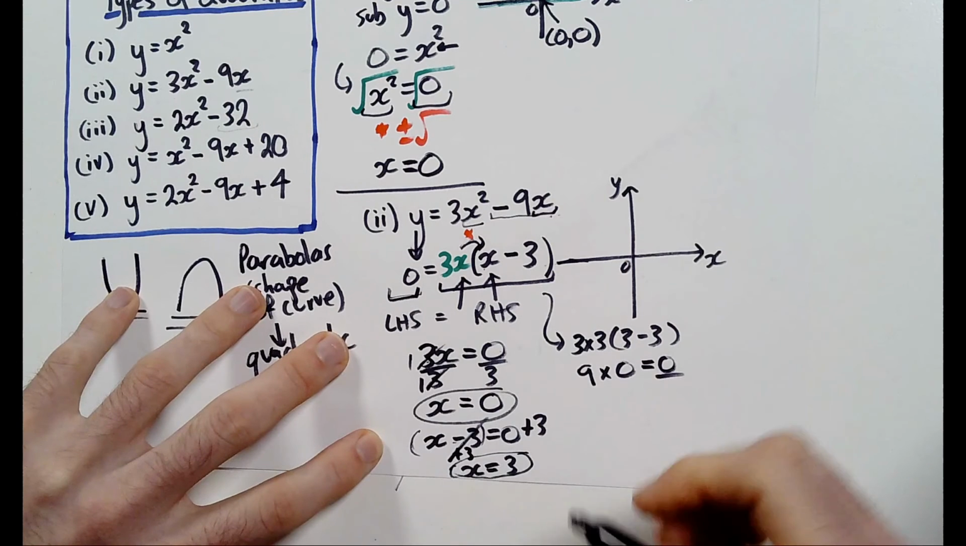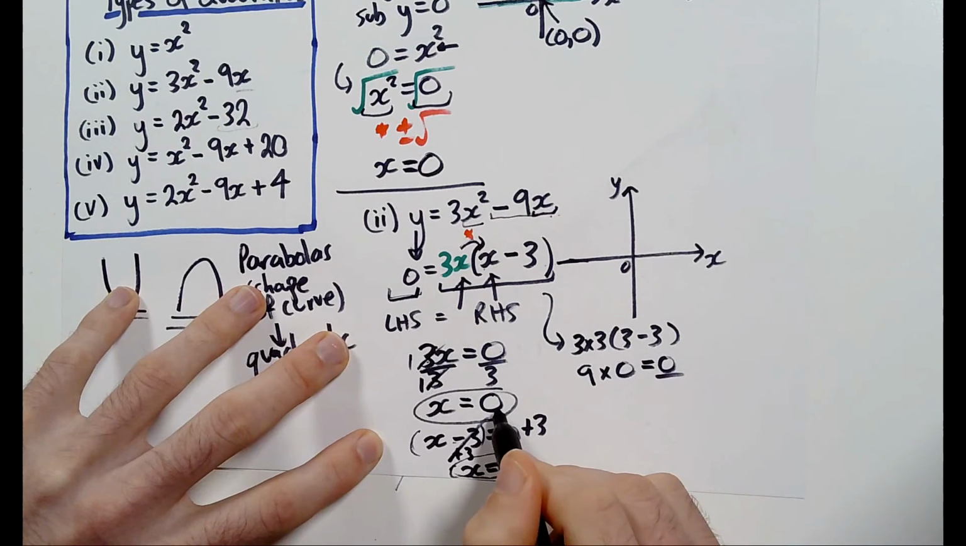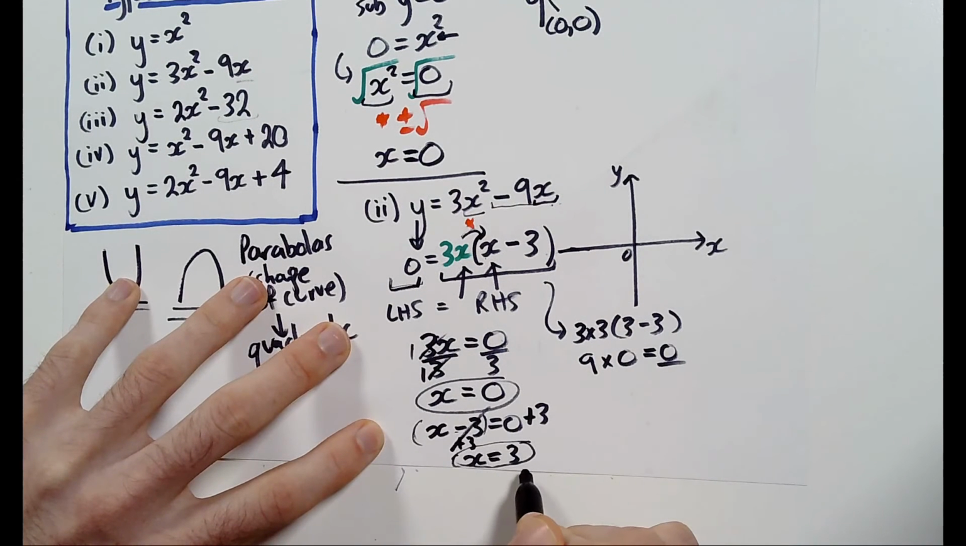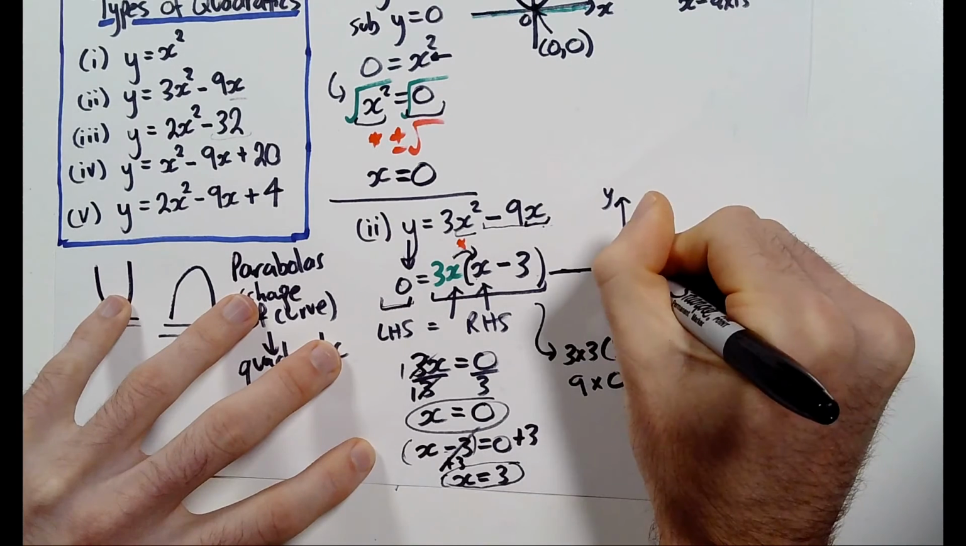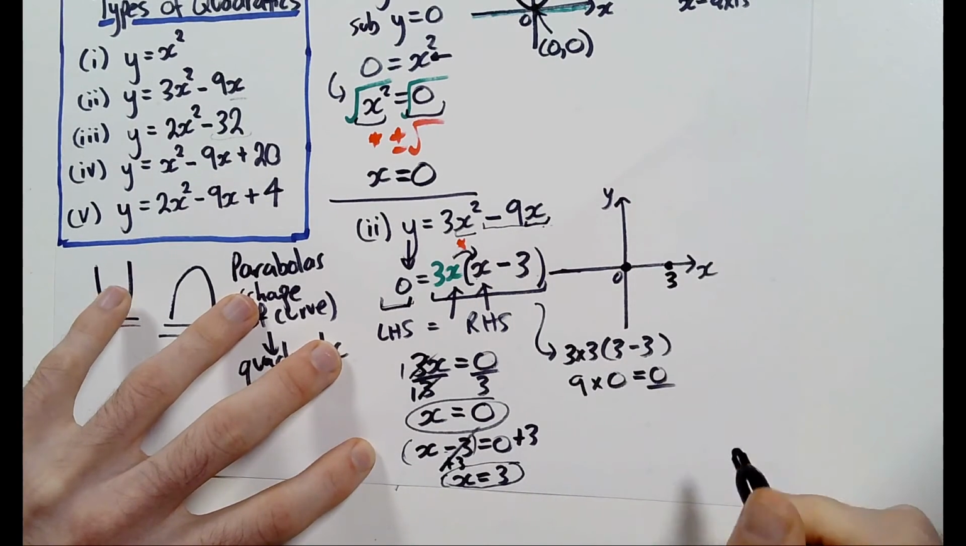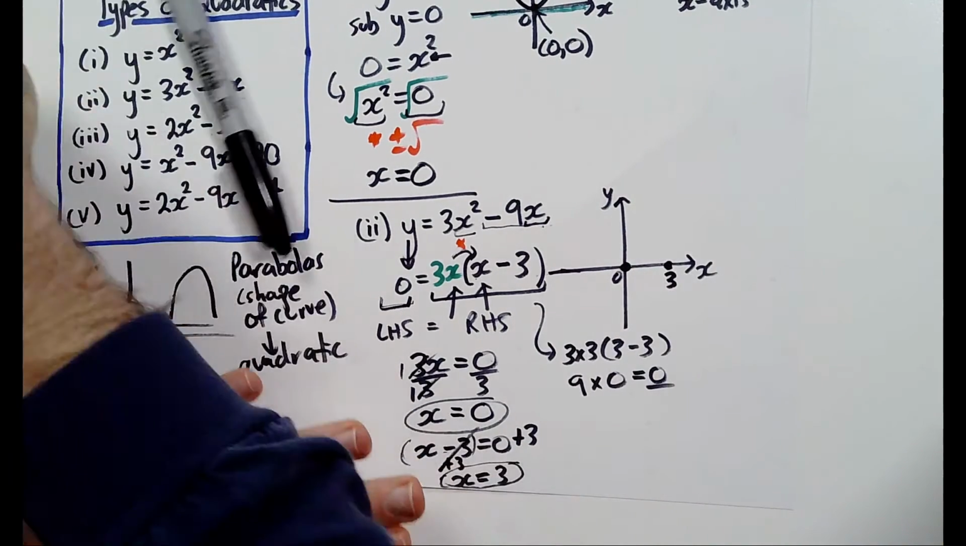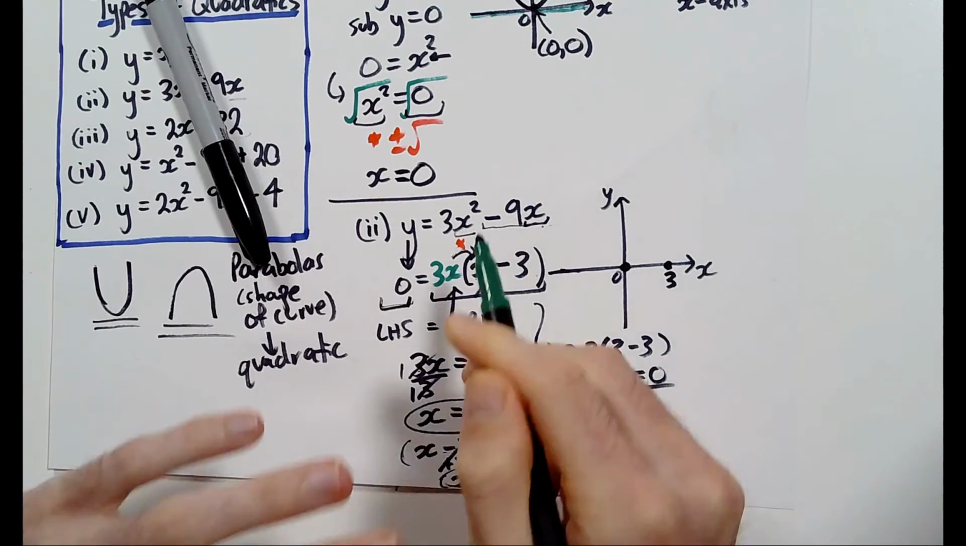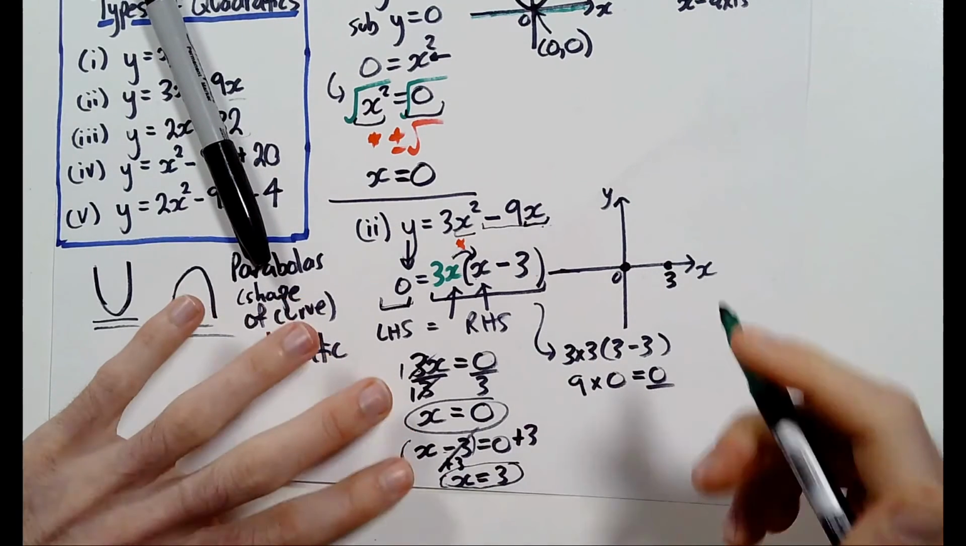So therefore, x equals 0 is a solution, and x equals 3 is a solution. So we can put a dot here at 0 and put a dot here at 3, and now we know that if we graph this curve, it's going to look something like this.